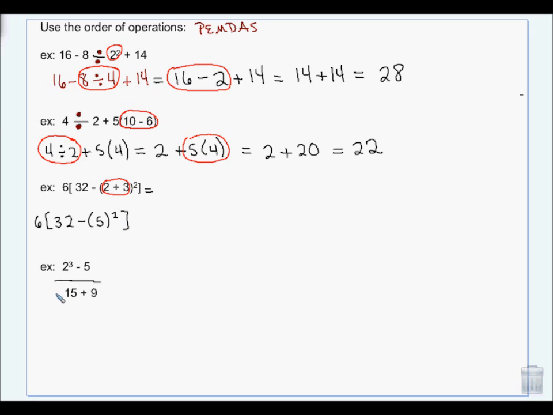Okay. Now I have to work inside of the brackets. I have an exponent. Exponents come next. So I'm going to do that. And everything else I'm going to write down exactly the way it was. Now I have brackets, which are the same thing as parentheses, so I need to continue to work on what's inside of those. And what I have left is multiplication.